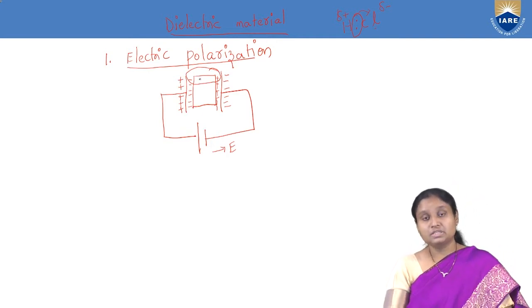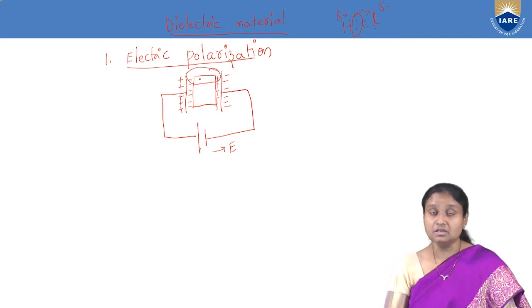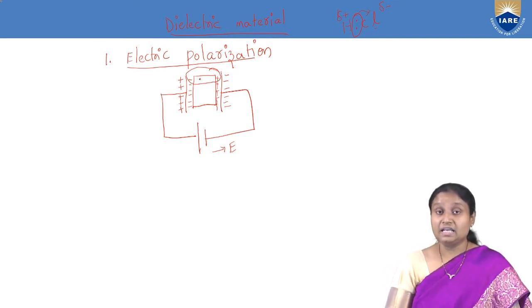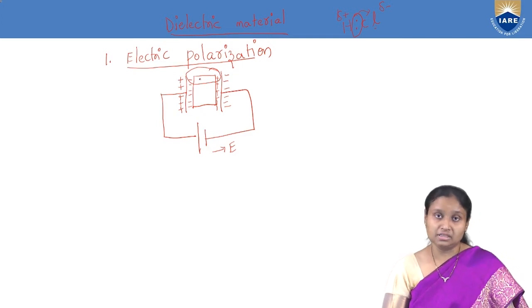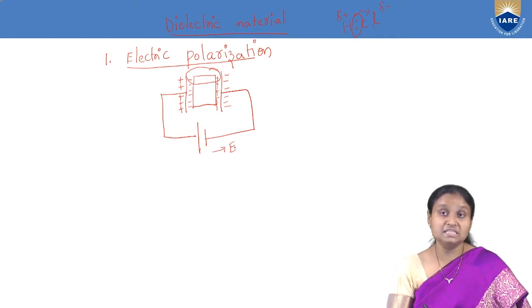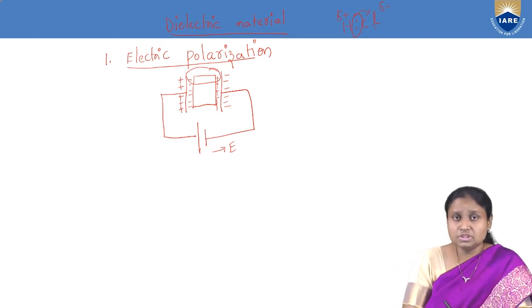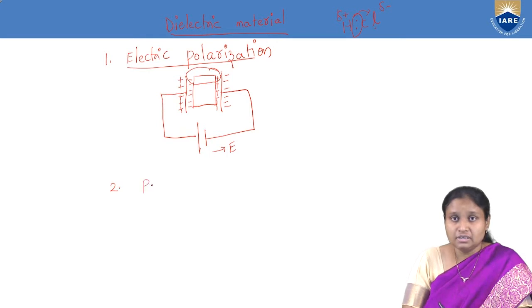So what is electric polarization? It is the process of separation of positive and negative charges on application of an external electric field to a dielectric material. Positive charges generally move in the same direction as the electric field, and negative charges move in the direction opposite to the field. This phenomenon is called electric polarization. Then there are some more terms related to dielectric materials. Coming to the second one, the second term is called polarizability.